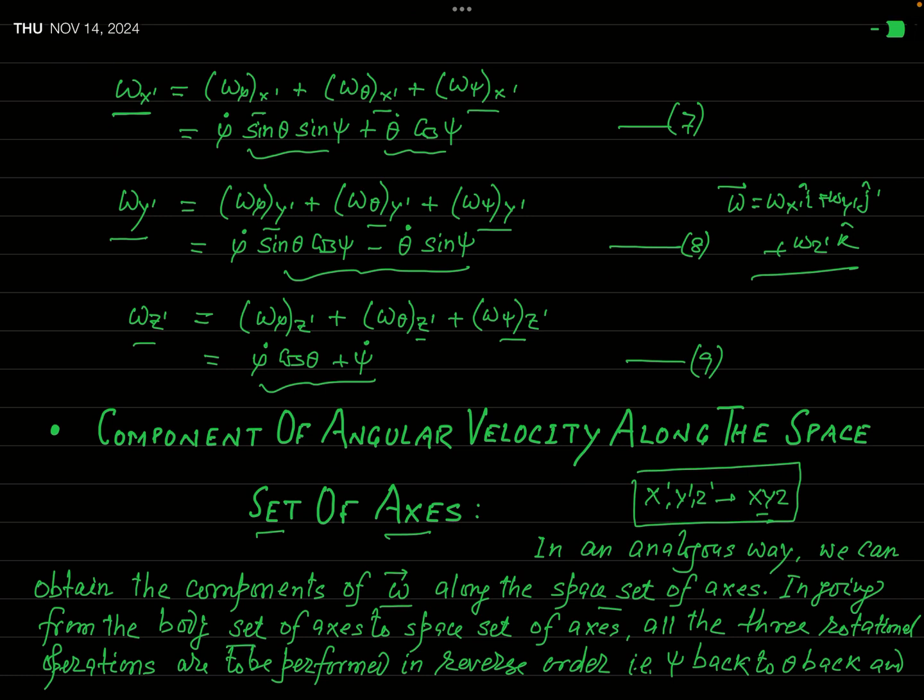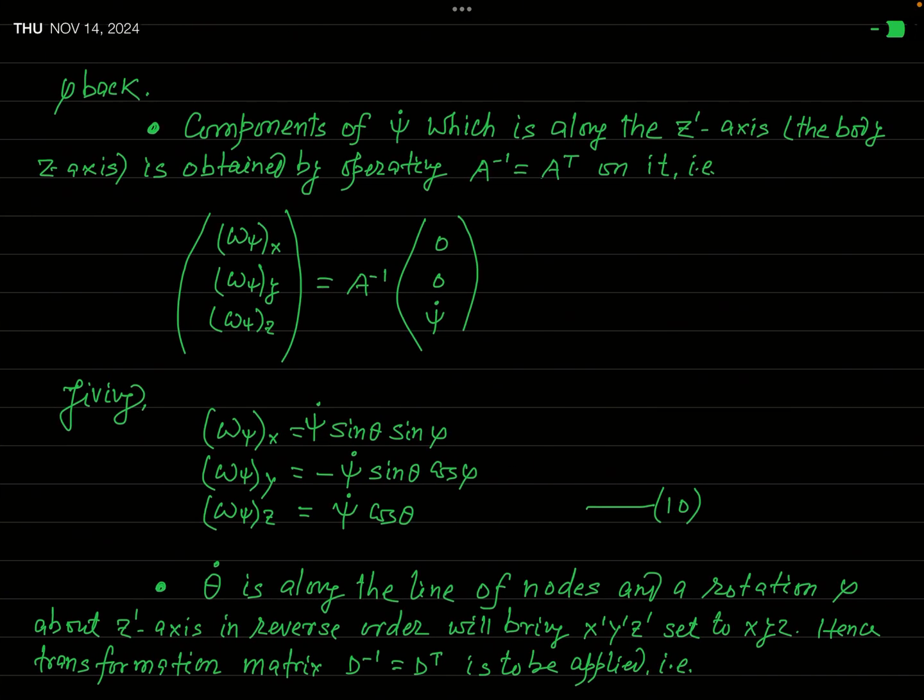In going from the body set of axes to the space set of axes, all the three rotational operations are to be performed in reverse order. That is, in this case, psi back, theta back and phi back. So how can we find this? Actually, this part I have done in a nutshell. I have left most of the algebra for you. This is just homework for you. You can do this.